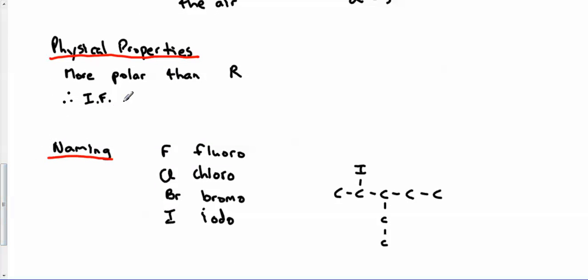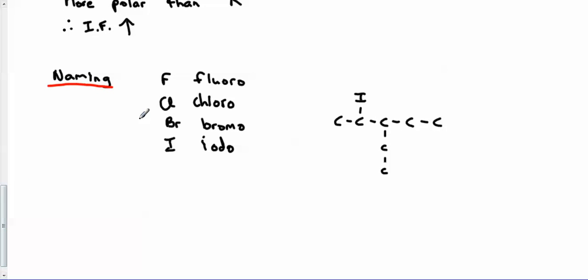Physical properties, they are going to be more polar than just a hydrocarbon chain. So the intermolecular forces here would go up, and so accordingly melting point, boiling point, solubility slightly would all go up. In terms of naming, if you have a fluorine, we use a fluoro group. Chlorine is a chloro group. Bromine is a bromo group. Iodine is an iodo group.